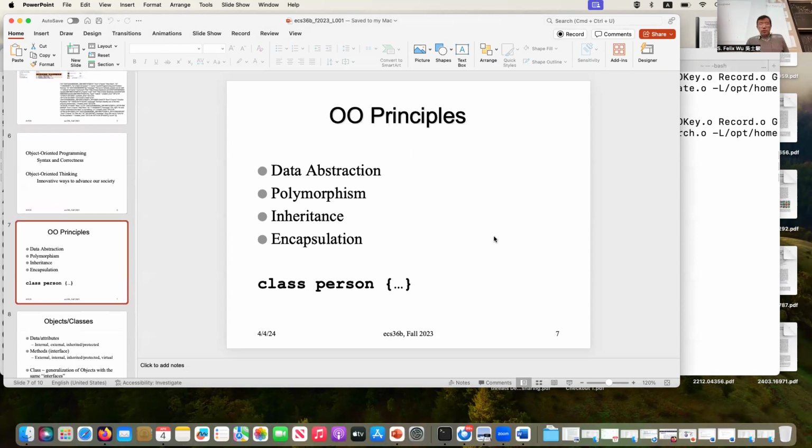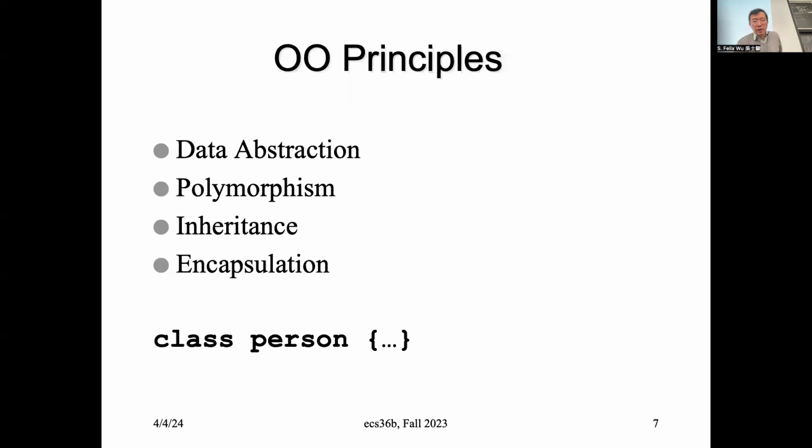So there are a few object-oriented principles that we're going to cover. This is the topic we're going to cover in chapters 11 to 14. This includes what we call data abstraction, polymorphism, inheritance, and encapsulation. Each of them provides some perspective in that process to help you to make things right.